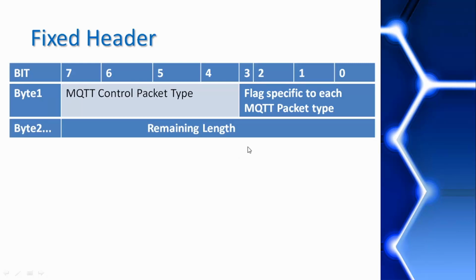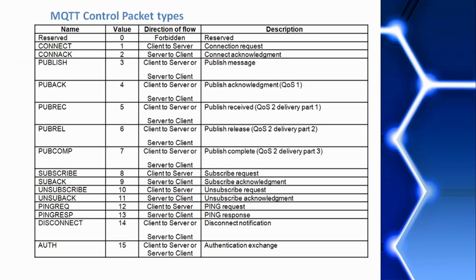Now, these are all the MQTT control packet types with their 4-bit unsigned values and their direction of flow. As you can see here, every command is followed by an acknowledgement command. Connect has connect acknowledgement, publish has puback, pubrec, pubrel and pubcomp, subscribe has suback, and unsubscribe has unsuback.